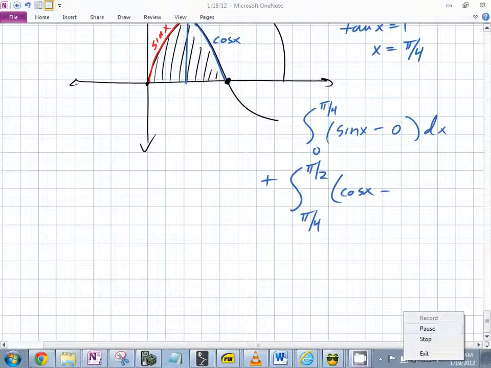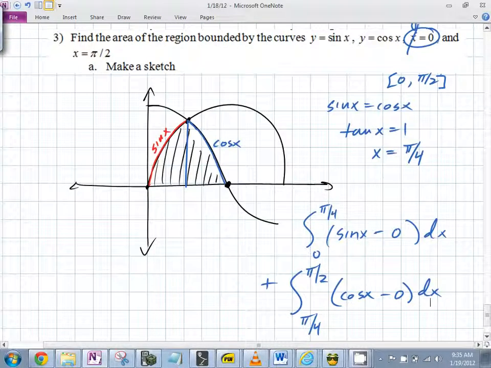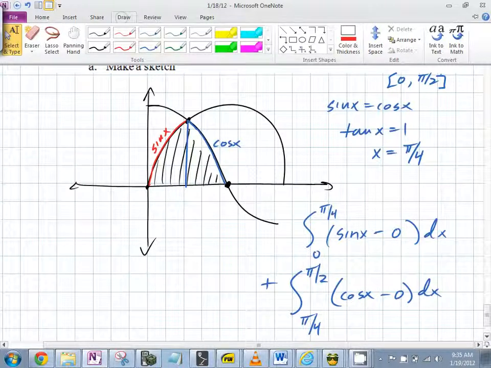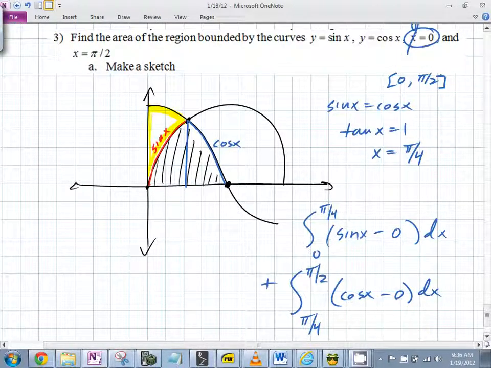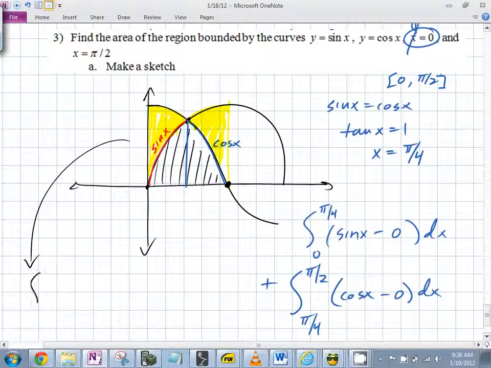Sure. Now let's say we changed it, and instead, let's talk about this region right here. Just that one. Or maybe we'll go all the way to here, the yellow region. How many integrals do we need? 2. Do we already have the key information, the intersection point? Yeah. In this case, the integral is going to be the integral from 0 to pi over 4. What's the upper function this time? Cosine x minus sine x dx. And what are we going to add to it?